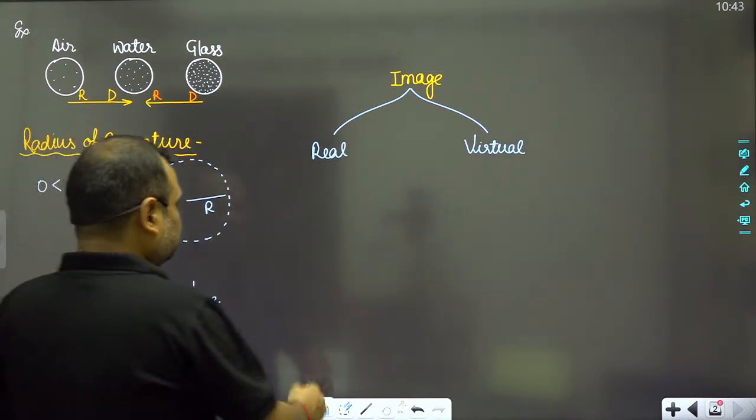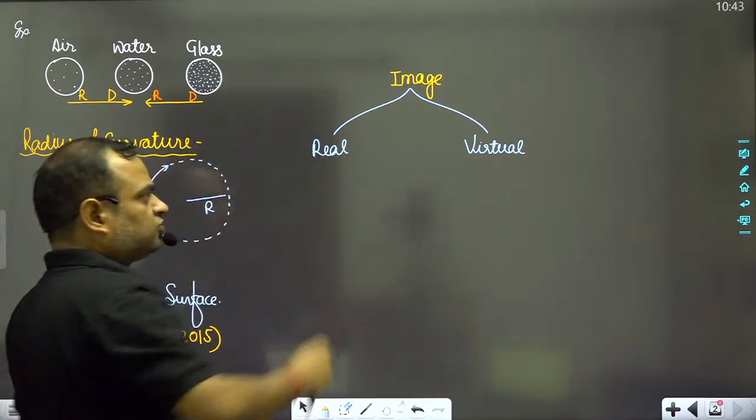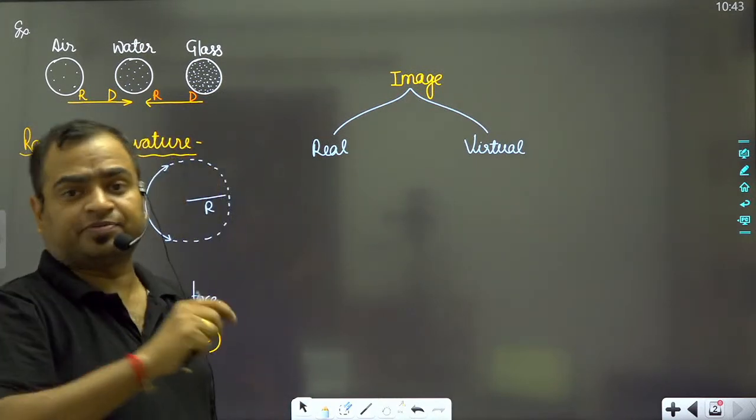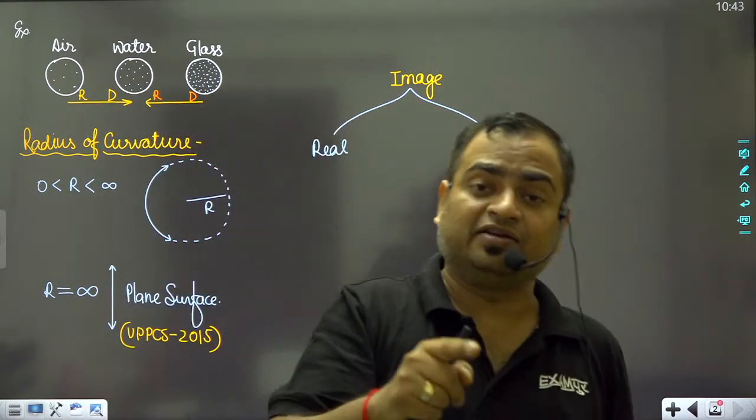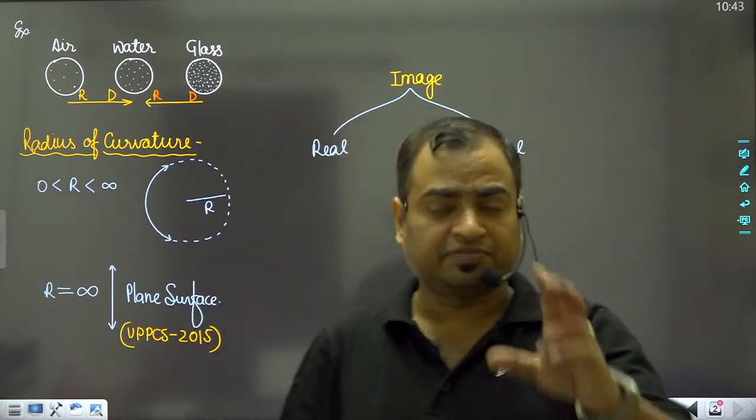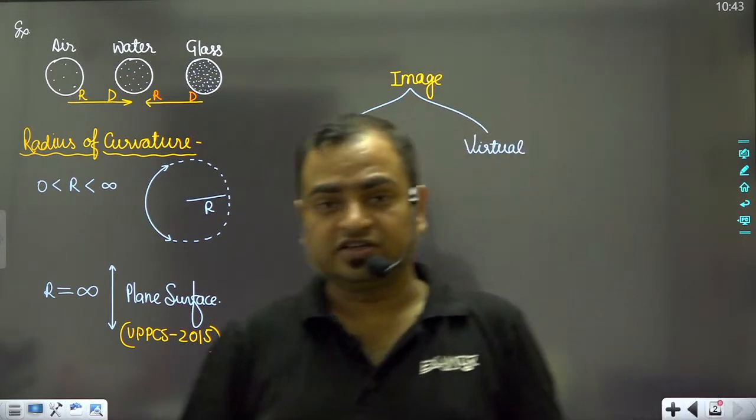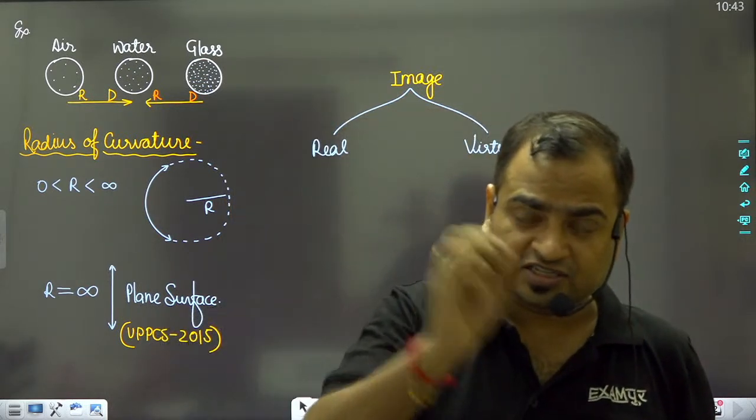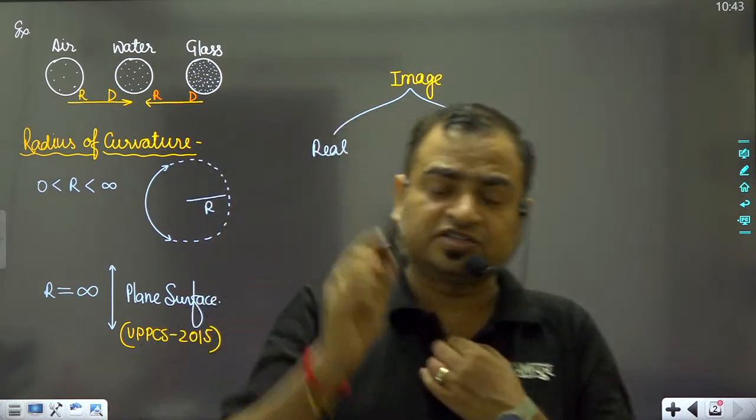So guys, here we can see that there are two kinds of images. For the formation of a real image, two real light rays must meet at a point. Minimum two light rays must meet at a point, and those light rays should be real. Real means original light rays coming from the object. One thing is very important to know about the real image: a real image can be formed on the screen also.